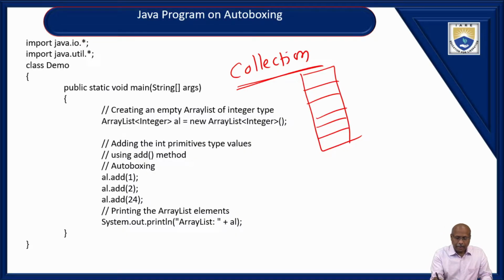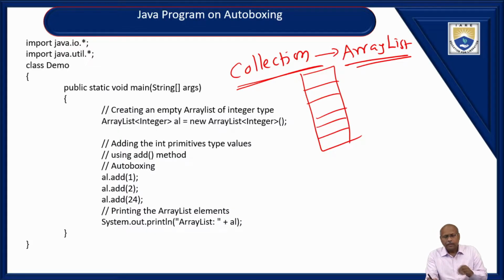One of the collections is ArrayList. ArrayList is a special class. This particular class is available in a package called util package. Using ArrayList, you can store any number of integers. You can store any number of characters. You can store any number of strings. You can store any number of floats. There is no limit. Infinite number of data can be stored.